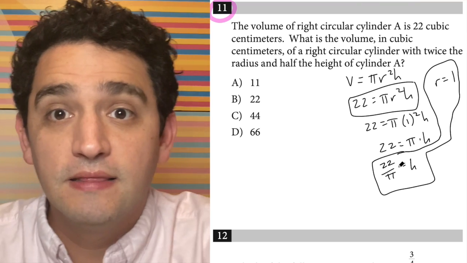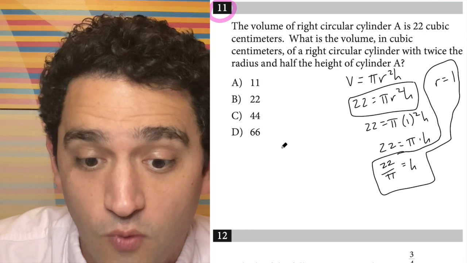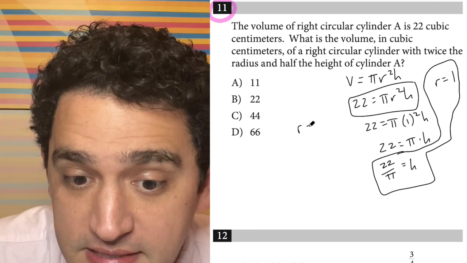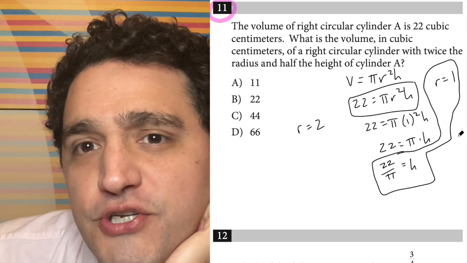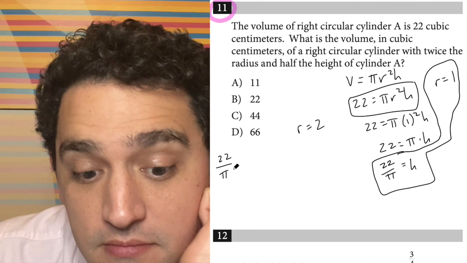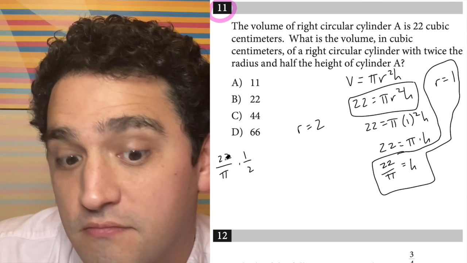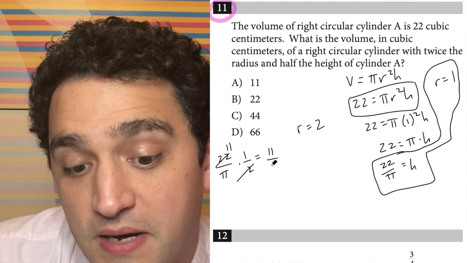So now, let's do what the question asks. Twice the radius. Twice of 1 is 2. New radius is now 2. And half the height. What is half of 22 over pi? Well, 22 over pi times 1/2. Cancel out these. We end up with 11 over pi.